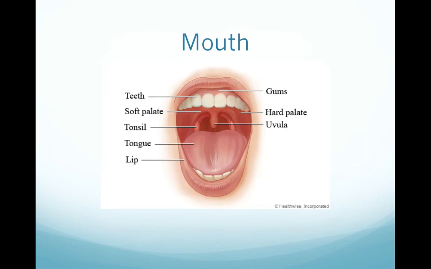The mouth starts both the mechanical and the chemical digestion of food. The teeth break down the food into smaller pieces, and salivary amylase, which is an enzyme in your saliva, starts breaking down the carbohydrates in the food. This is why you can completely dissolve a saltine cracker in your mouth without any effort at all. You just hold it in your mouth, it dissolves. But you cannot completely dissolve a piece of steak in your mouth.